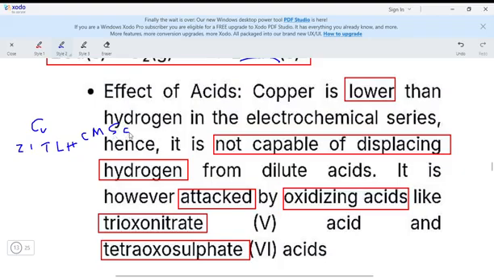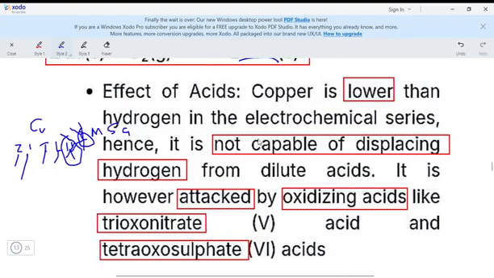So meaning that from the electrochemical series, after zinc, iron, tin, lead, hydrogen, then copper, meaning that hydrogen comes before copper. So it is hydrogen that has the power of removing copper. Copper does not have the power of removing or displacing hydrogen. So that's why in acid, copper does not have the power to displace hydrogen.